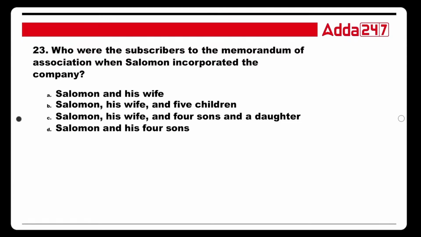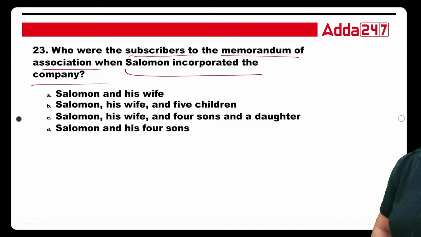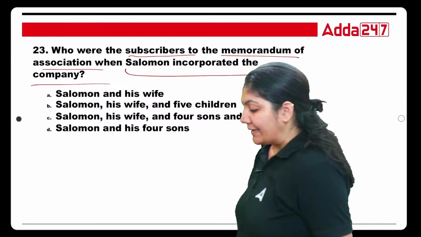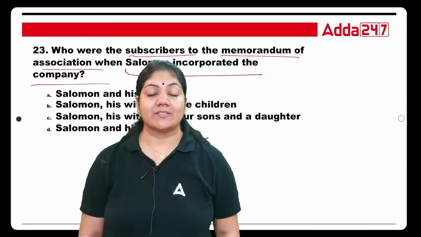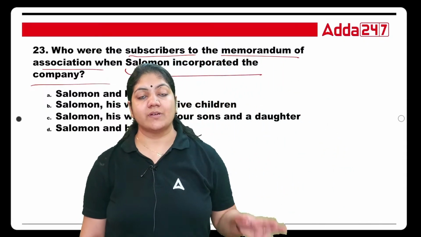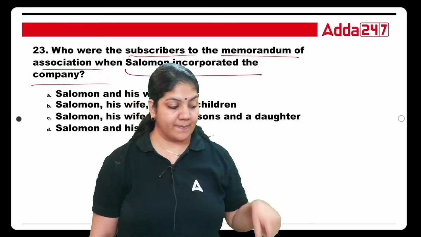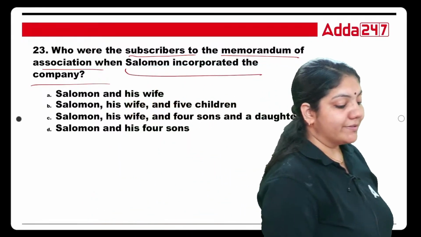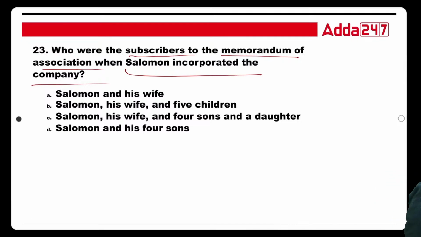Who were the subscribers to the memorandum of association when Solomon incorporated a company? This is a very landmark case. As we know, according to the Company Act, the company has a separate legal existence and the members have a separate legal existence. So in this case, who were the subscribers to the memorandum of association? Is it Solomon and his wife?